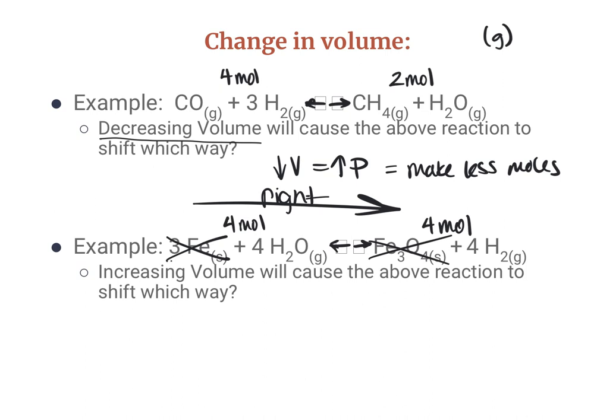So in this example, it says increasing volume will cause a shift in which direction? Because there are equal numbers of moles of gas on either side, no shift. Nothing can happen because there's no mole difference. So there's no way to alleviate or restore the pressure. It's just going to stay as it is.